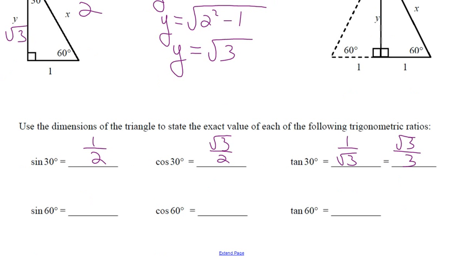What is the sine of 60 degrees? What is the cosine of 60 degrees? And what is the tangent of 60 degrees? Which we'll just call root 3. All right, so we now have the exact values for sine, cosine, and tangent of 30 degrees, 45 degrees, and 60 degrees. So these are the exact values.